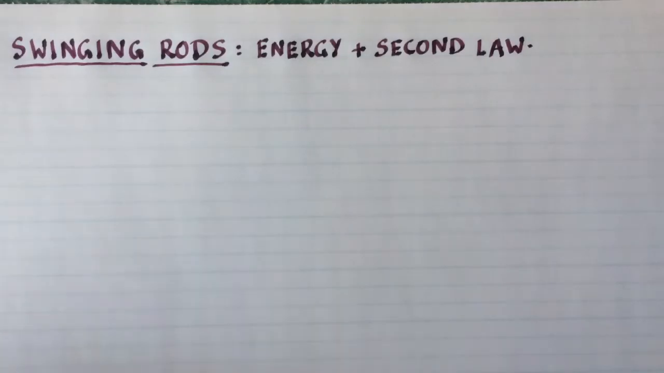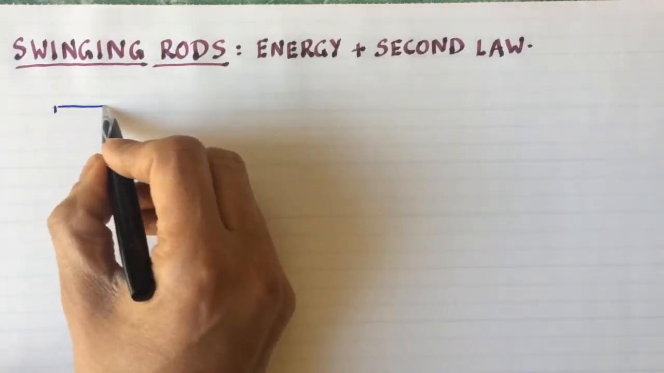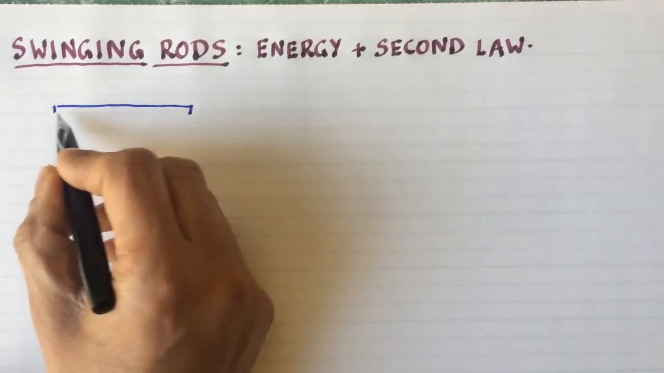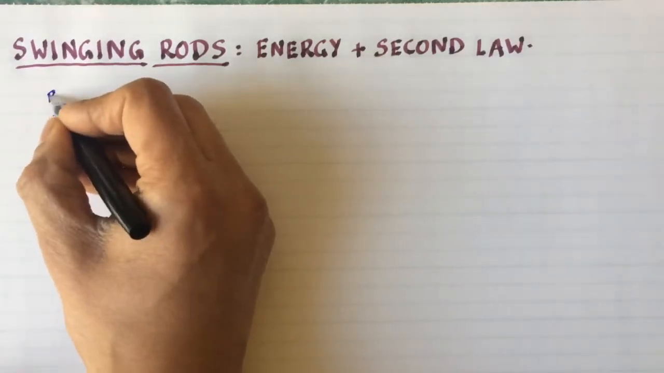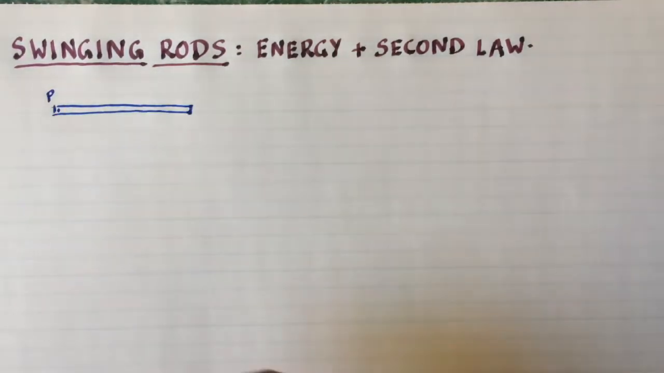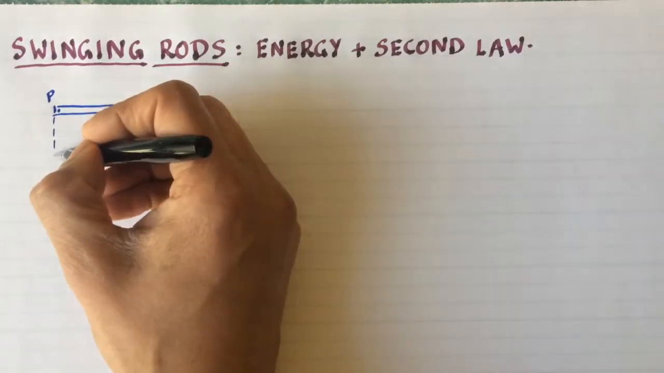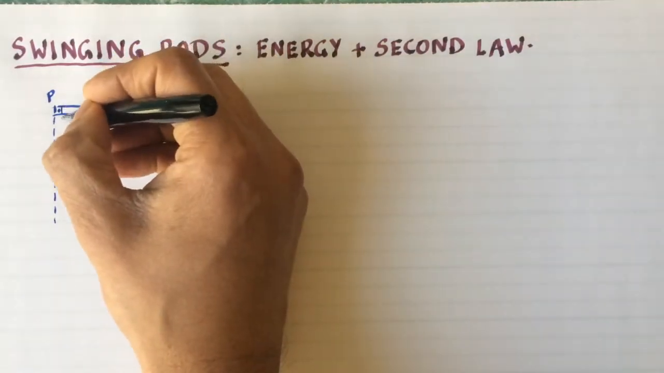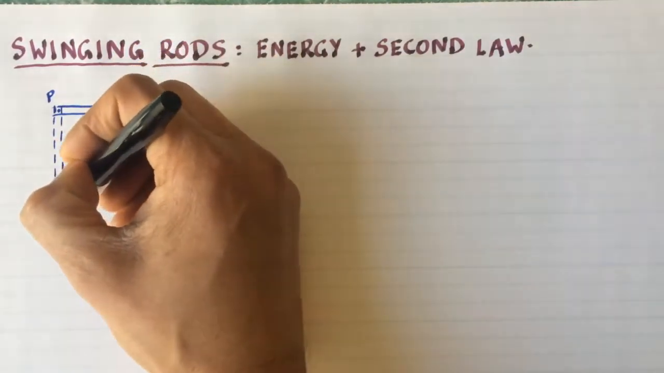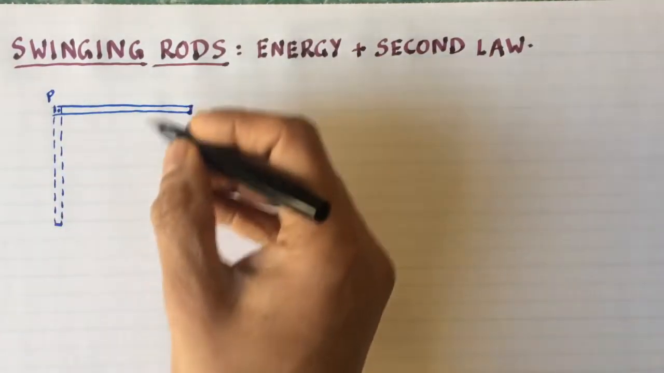The setting of the problem is fairly simple. I have a rod which is being held at a 90-degree angle and pivoted about point P, and we are to study the motion of the rod. A couple of questions I'm interested in answering. One of them would be what the speed of the rod would be when it comes to the bottommost point.